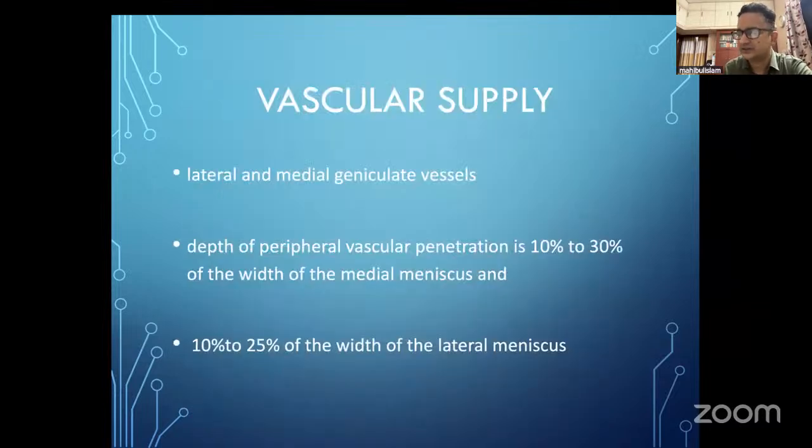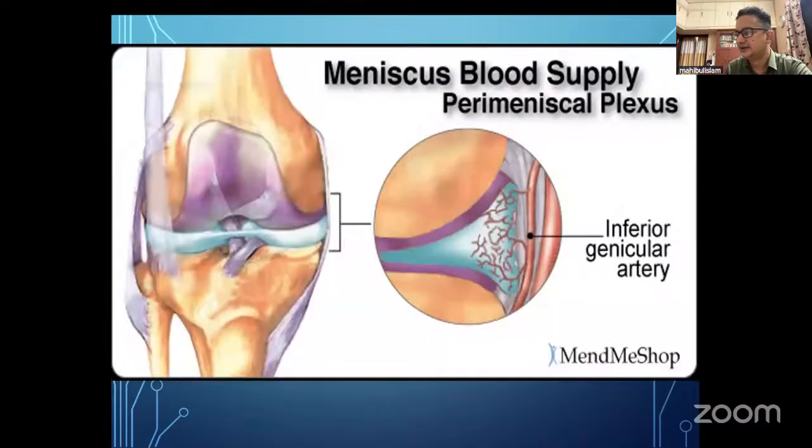Now coming to the vascular supply, the meniscus receives blood supply primarily from the genicular arteries, forming a perimeniscal capillary plexus. The outer red zone is well vascularized, enabling healing, while the red-white zone has limited supply, while the inner white zone is avascular, and it relies on synovial diffusion, making tears in this region very unlikely to heal.